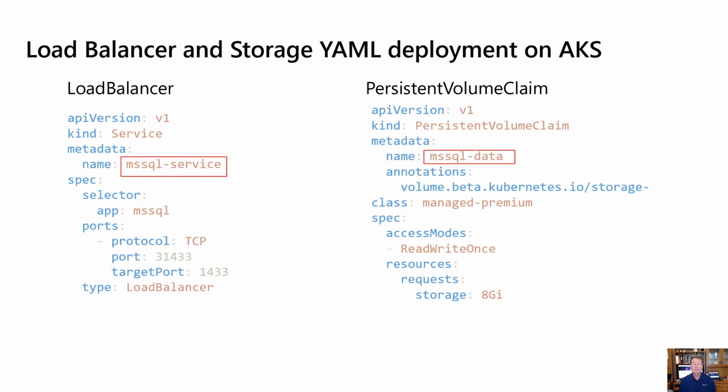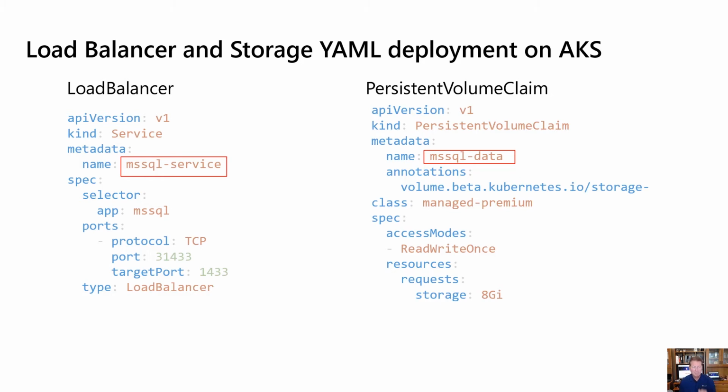Okay, let's look at load balancers and storage and their YAMLs, and in this particular case it's using AKS. You notice here it looks kind of like JSON. These labels, colon, and some value have meaning. And if you go look in the documentation for Kubernetes, there's a description for everything of what this looks like.